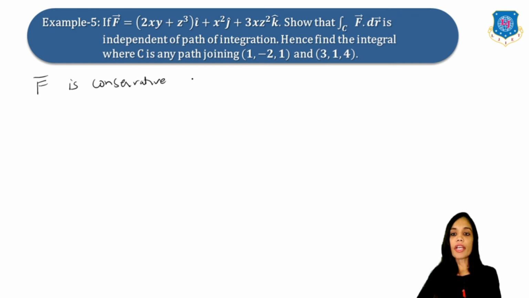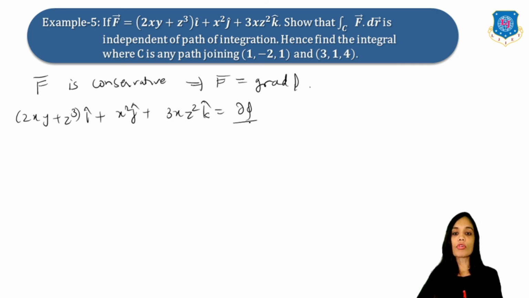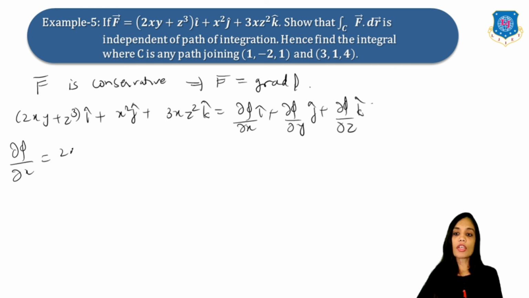So for a conservative vector field, we can write f bar equals grad phi. So put the value of f bar: (2xy plus z^3) i cap plus x^2 j cap plus 3xz^2 k cap equals del phi by del x i cap plus del phi by del y j cap plus del phi by del z k cap. So from this we can say that del phi by del x is 2xy plus z^3, del phi by del y is x^2, and del phi by del z is 3xz^2.